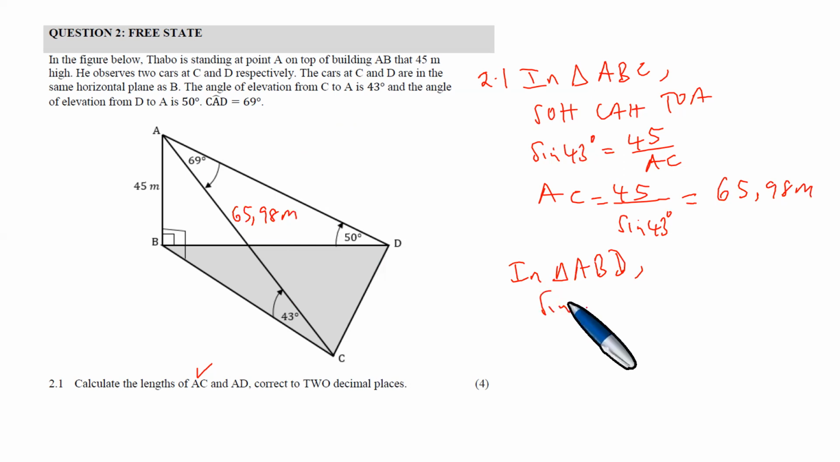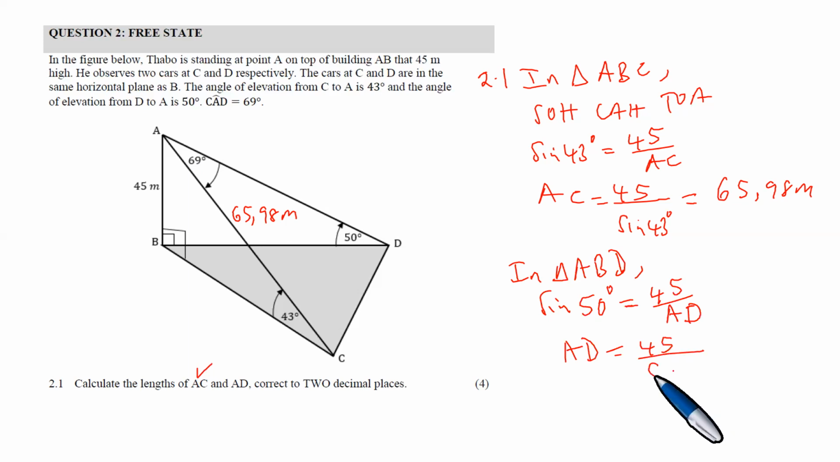So we have the sine of 50 degrees, which is the opposite, 45 meters, over the hypotenuse, which is exactly AD. From which AD is 45 meters divided by the sine of 50 degrees. So now, if you take the 45 meters and divide by the sine of 50 degrees, what do we get? We get exactly 58.